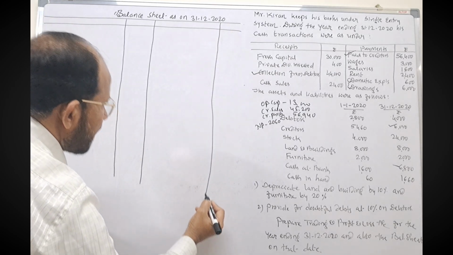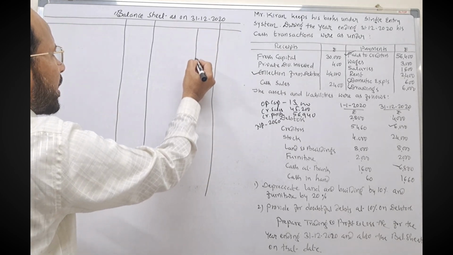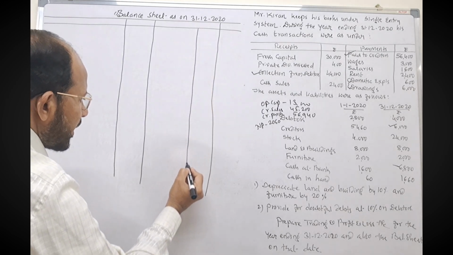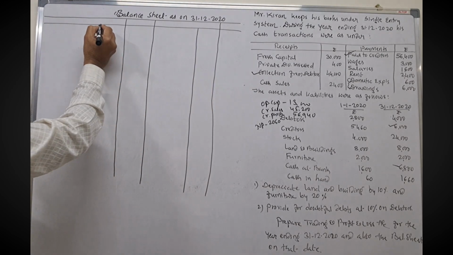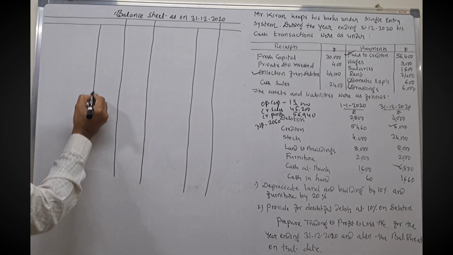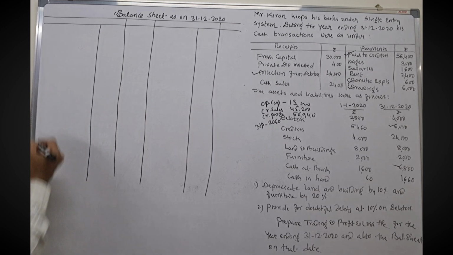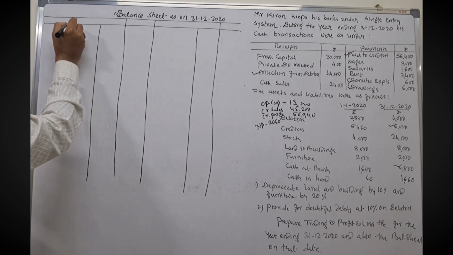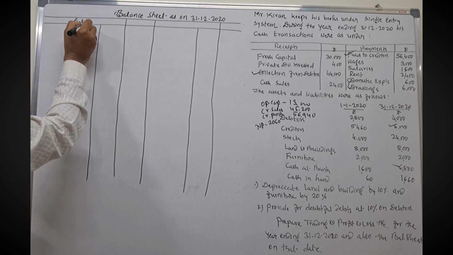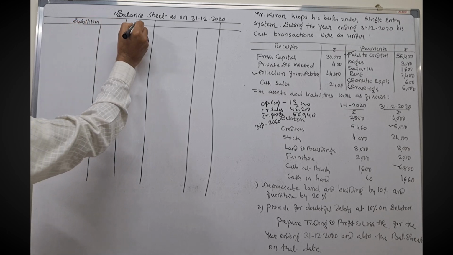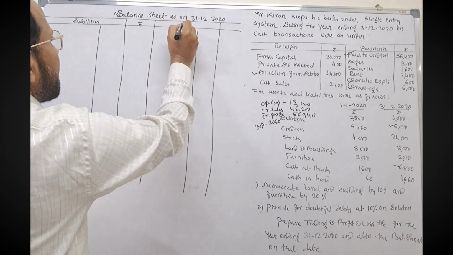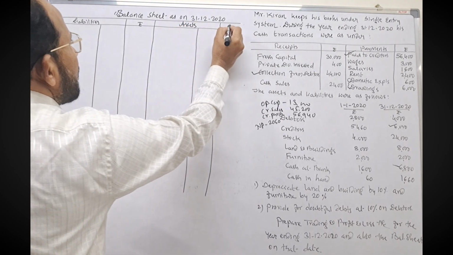Better you provide one inner column so that we can make the adjustments and later we can put the final amount to the outer column. Okay, you write liabilities amount in rupees. Here you write assets amount in rupees.